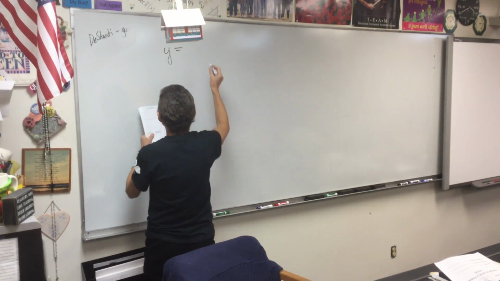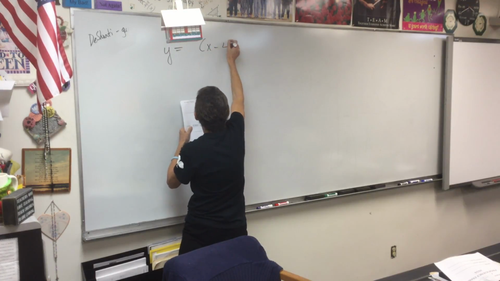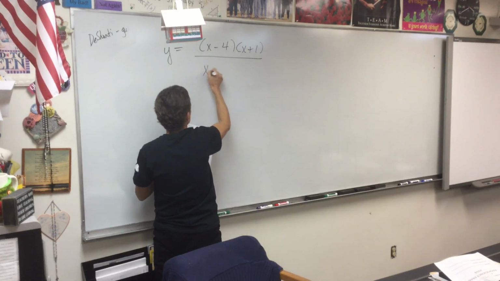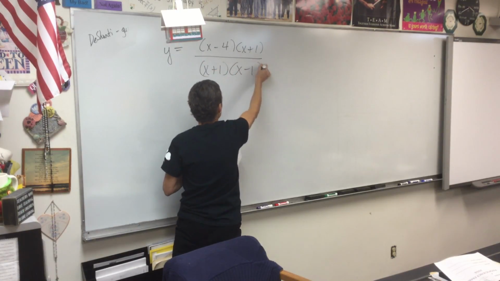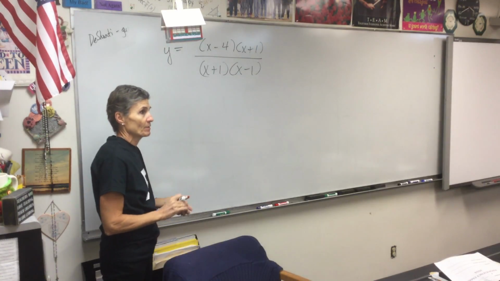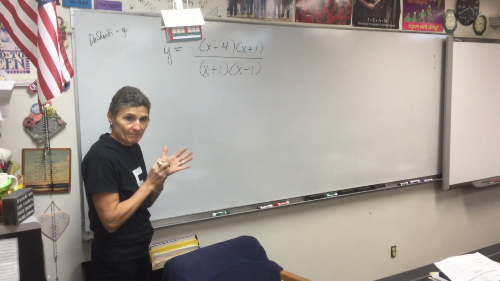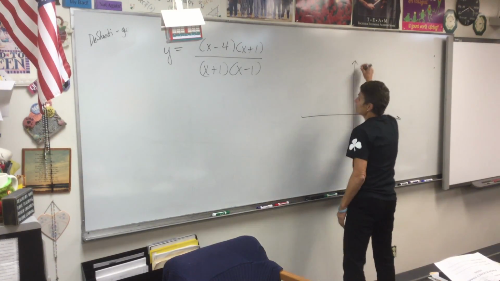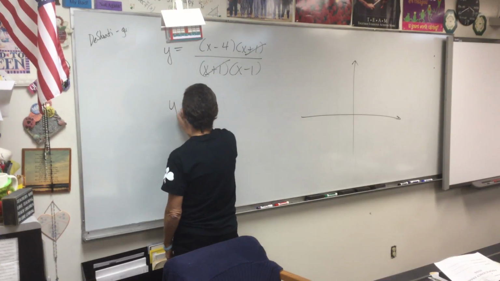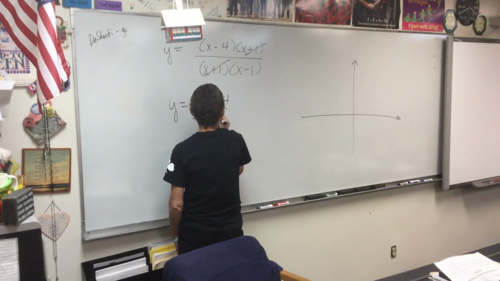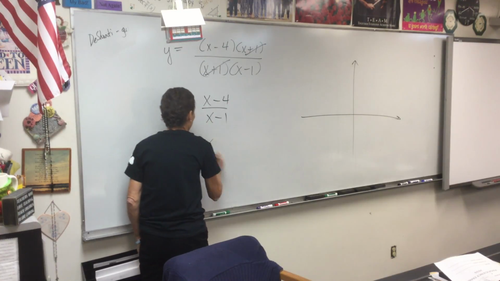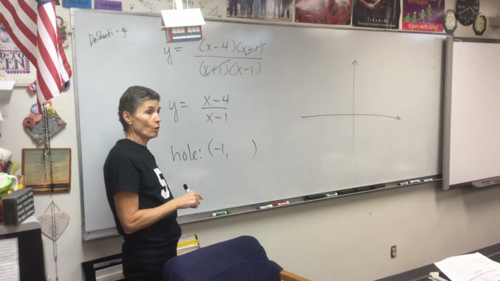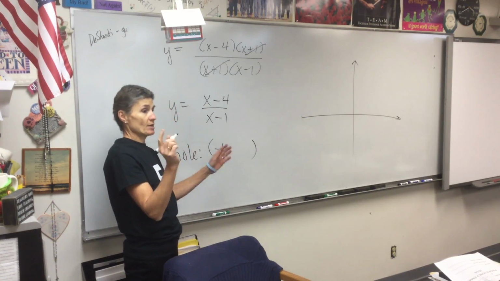Top factors how? -4 times x plus 1. And the bottom is x plus 1. Oh, here we go. Finally! Why am I so excited? I have a hole in my picture. And where will that hole be? Where x equals -1. The hole goes at the x value that you canceled out.